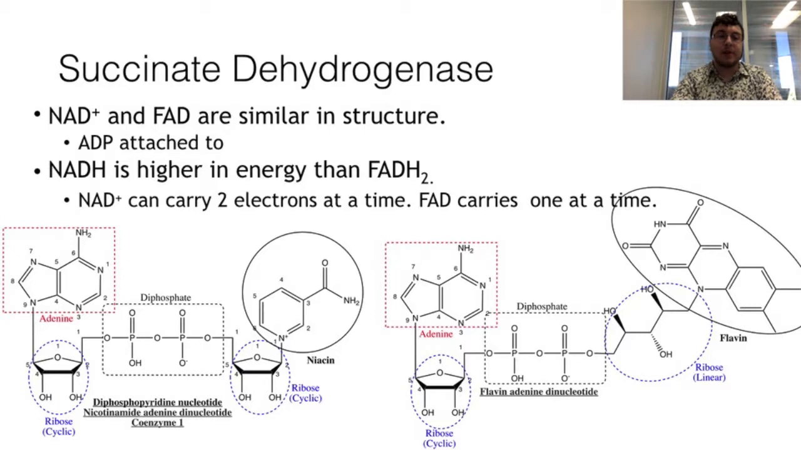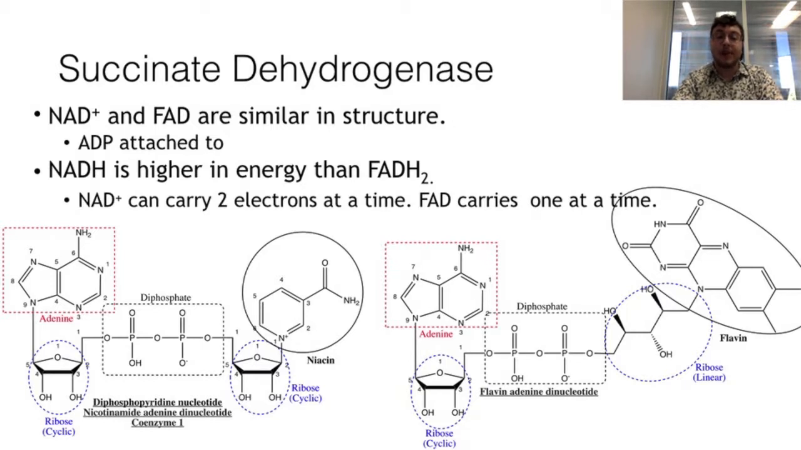The 2 electron carriers seen here are very similar in structure. They appear as modified ADP molecules. They have adenine, cyclic ribose, and 2 phosphate groups. The difference is that attached to the beta phosphate is either a cyclic ribose, which is attached to niacin, or a linear ribose, which is attached to flavin. Both niacin and flavin are essential vitamins.